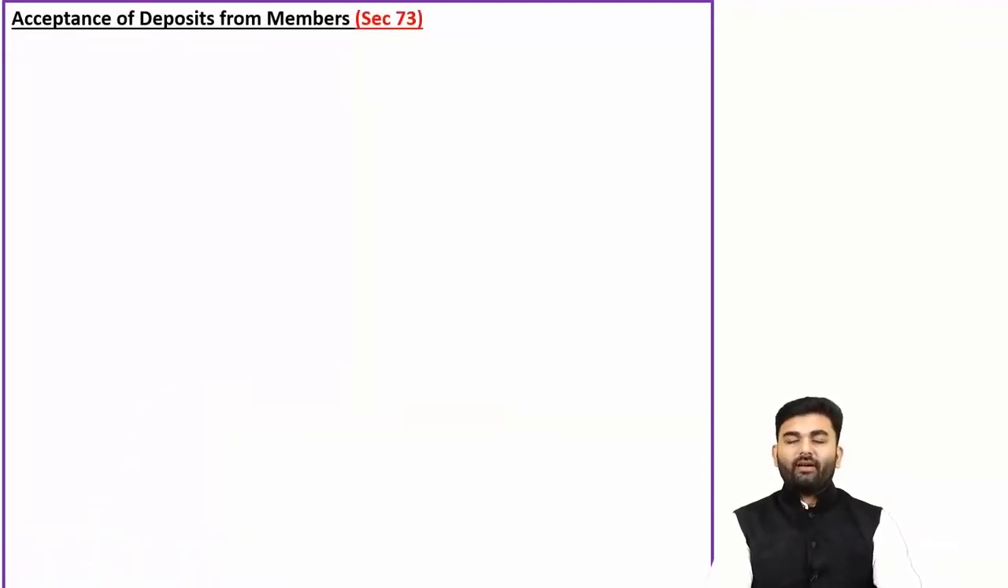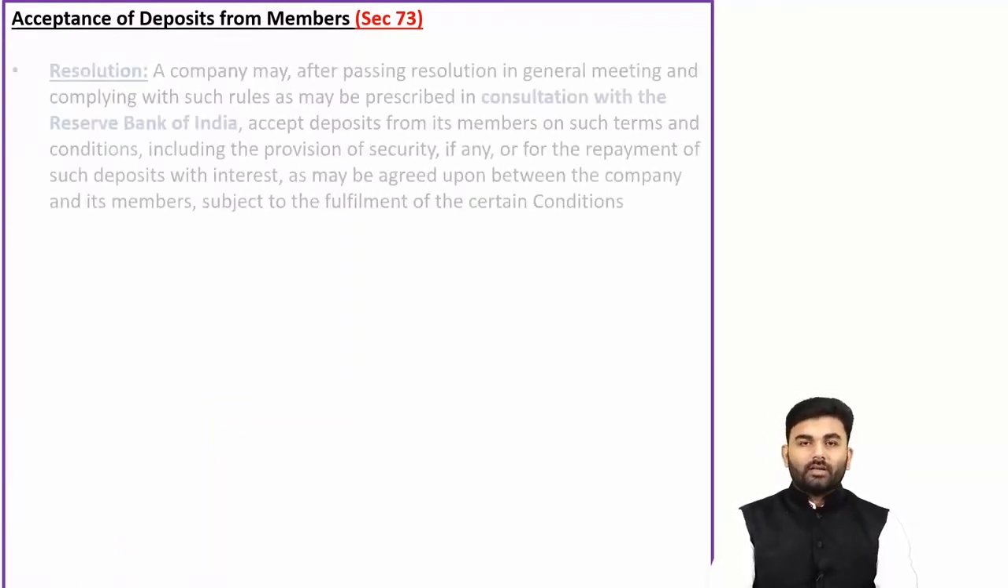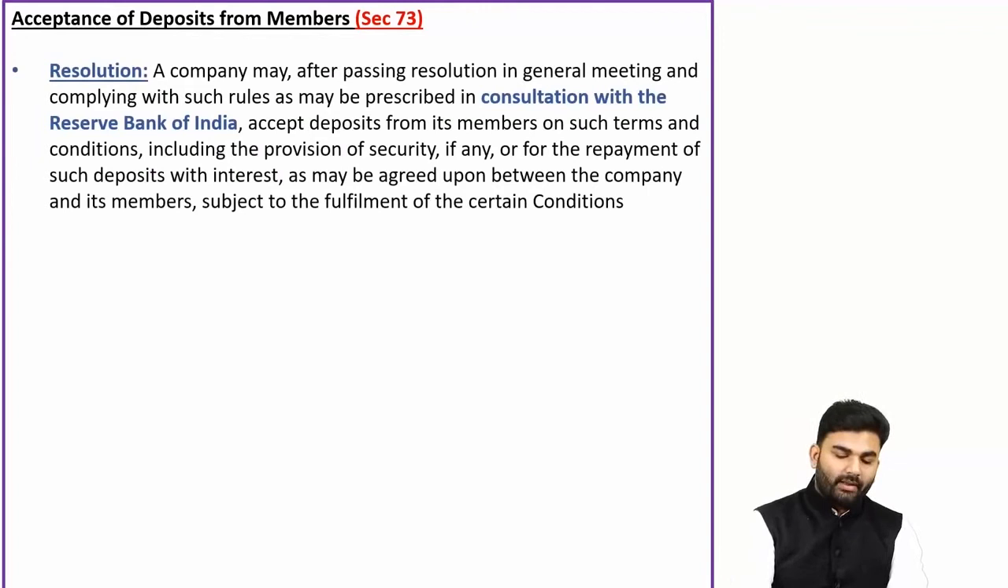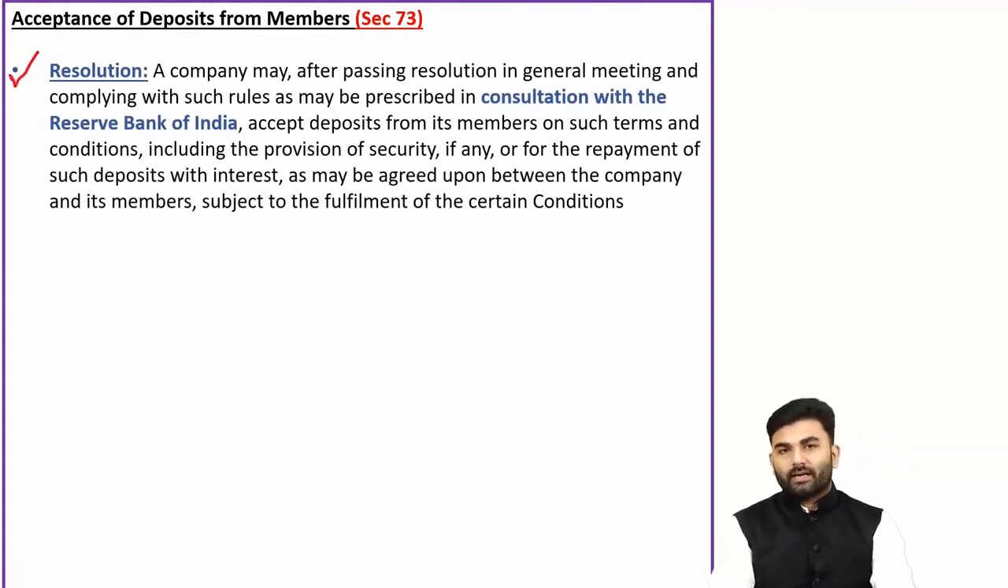Whenever we are going to accept deposits from our own members, the lawmaker says the company is first of all required to pass a resolution. For that, the company requires to call a proper general meeting of its members. In that case, the company will have to explain to its members for what reasons the funds are getting accepted.